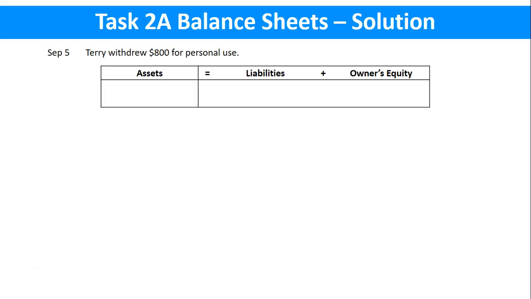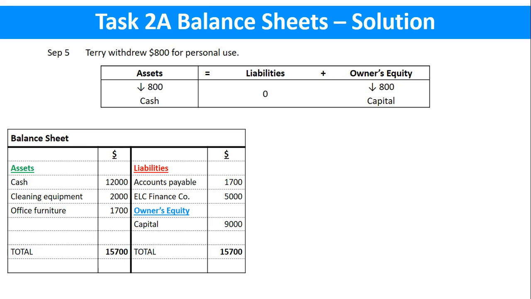September the 5th, Terry withdrew $800 for personal use. That's called drawings. That's where the owner takes out their capital. So the business has less money, so the asset called cash goes down. And the other effect is owner's equity called capital also goes down because the owner is withdrawing their capital. No effect on liabilities with that transaction.